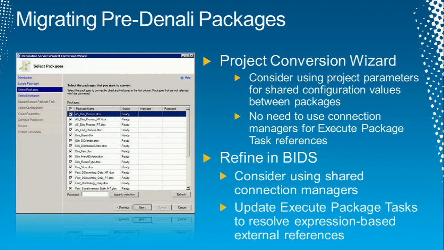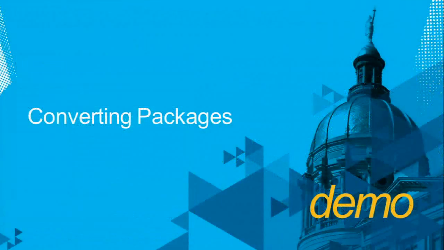And for some projects, you will need to open it up and refine it later on in BIDS. We can't automatically convert things with expressions, for example. So if you're using an expression to figure out what kind of package, or you're dynamically updating the location of your package that you're running, that sort of thing, you'll need to code the logic in yourself. You can also consider using shared connection managers. The wizard doesn't automatically convert things to shared connection managers. But thankfully, it's very easy to do that, and I'll show that in my next demo.